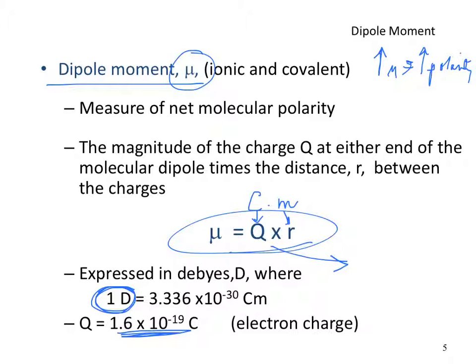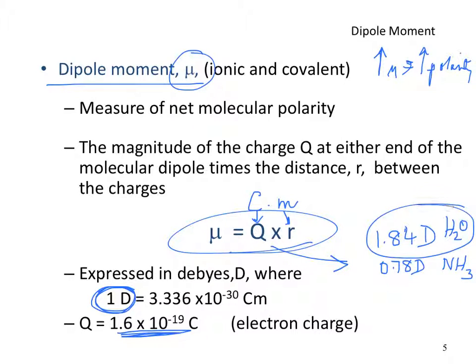So if I say that water has a dipole moment of 1.84 Debye, and I say that ammonia has a dipole moment of maybe 0.78, and I ask you which one is more polar, you would say water is more polar for the higher value of the Debye units.